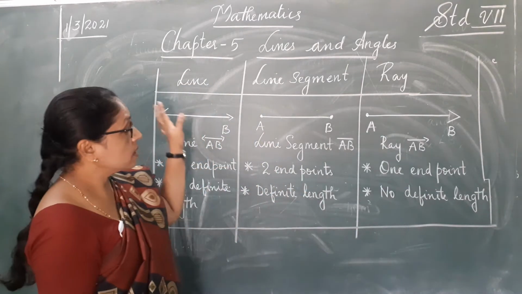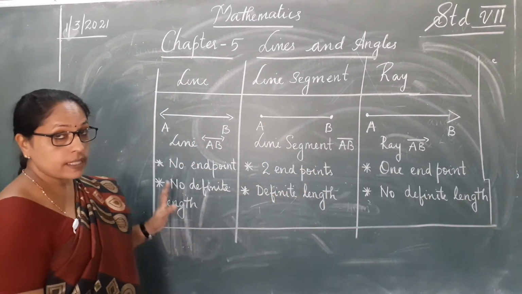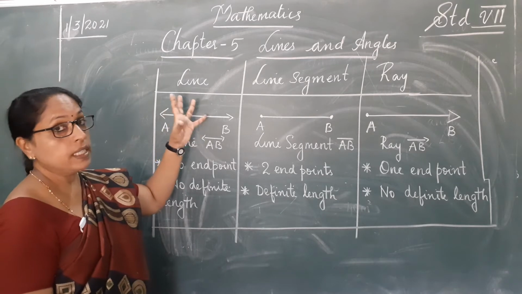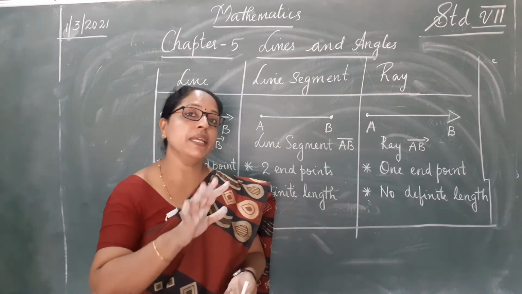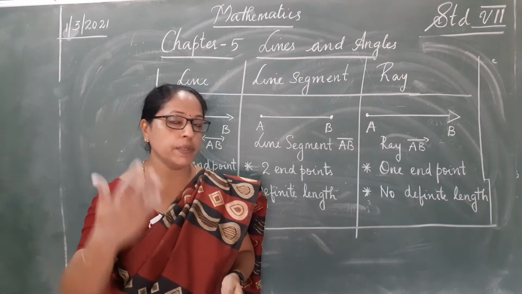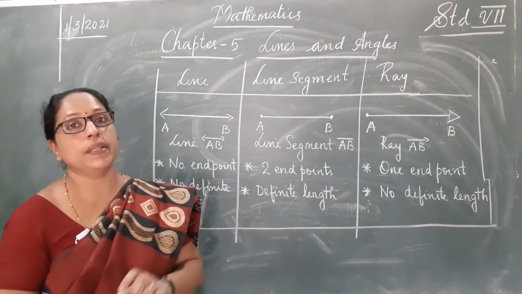Okay, so you can see I have drawn a table where I have written three things: line, line segment, ray. So these are the basic things which you already learned. I am just reminding you: line, line segment and ray.